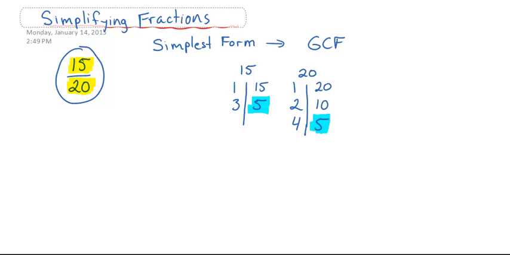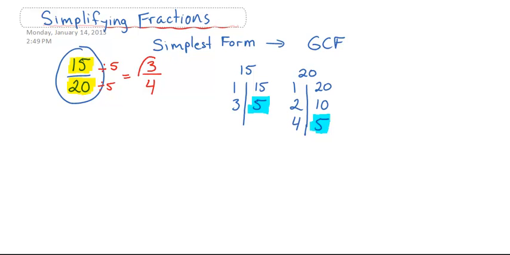So what I will do then is I will divide the numerator by 5 and the denominator by 5 to come up with a new fraction. And my new fraction in simplest form, well, it's an equivalent fraction, is 15 divided by 5 is 3, and 20 divided by 5 is 4.